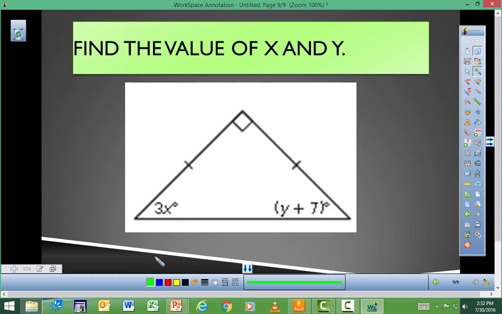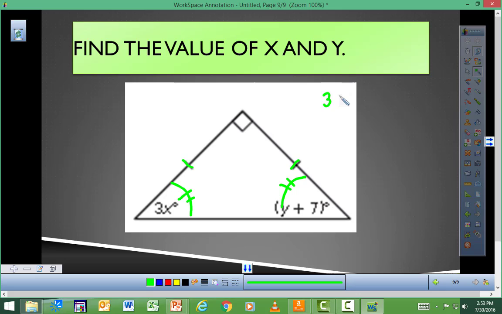Okay, so what do we have? We have an isosceles triangle, alright? So, since we have an isosceles triangle, the base angles must be congruent. So, that means this one's congruent to this one. And that means 3x must equal y plus 7. Now, hold up. We have two variables here, so you're probably saying, well, how do I solve that now? Well, we can also use the idea that, hey, this angle up here is 90 degrees, right?